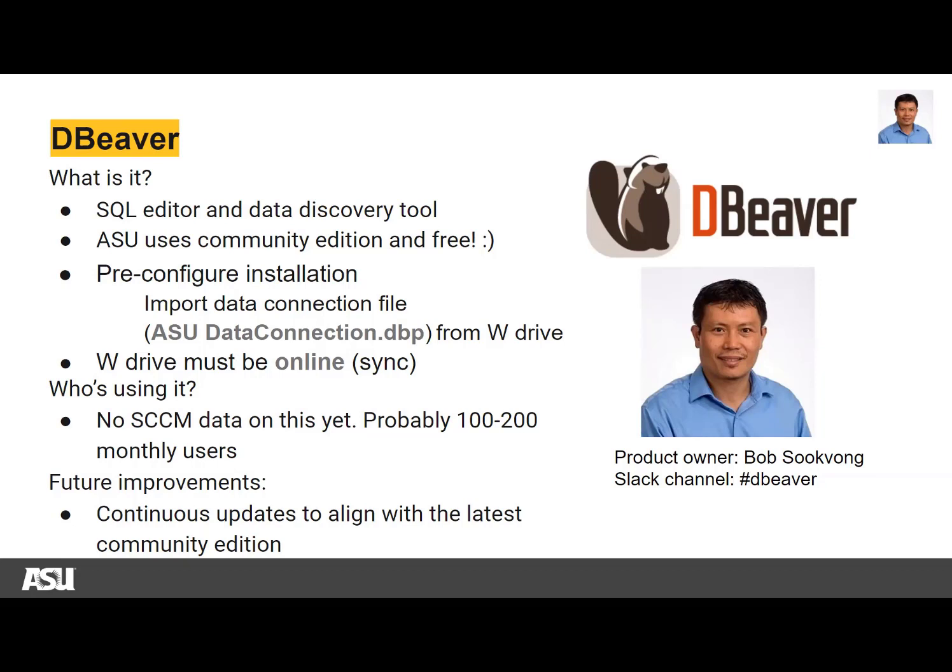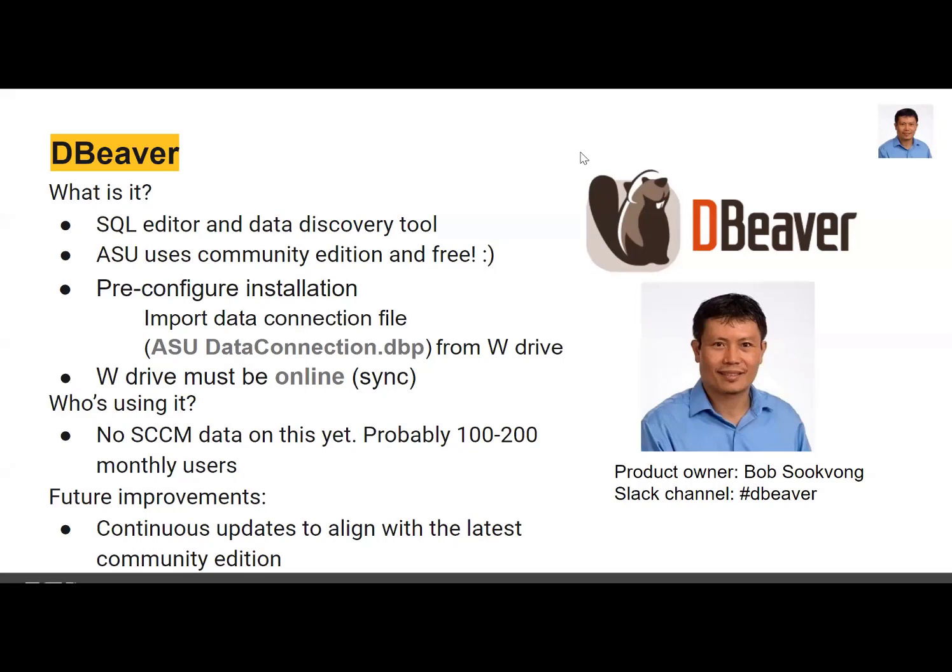So that's one thing we made, but just make sure that when you use it, your W drive is online. Also, we try to get the usage data from the SCCM. The SCCM still has an issue where they are trying to fix the configuration. We didn't have DBeaver before, so they already had SCCM set up, but now we try to add DBeaver, and for some reason, on the technical side, they cannot meter it. That's why we won't be able to get the data. But we estimate it's probably around 100 to 200 people using it.